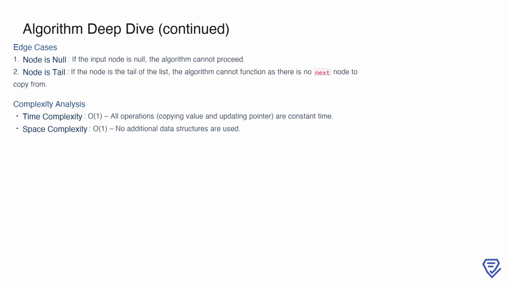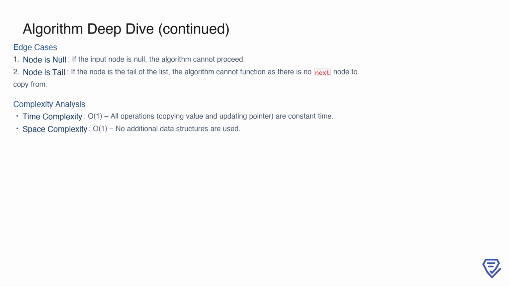When considering edge cases, it's important to confirm that the input node is not null, as the algorithm cannot proceed without a valid node. Similarly, the algorithm cannot delete the tail node since it relies on copying the value of the next node, which does not exist for the tail.